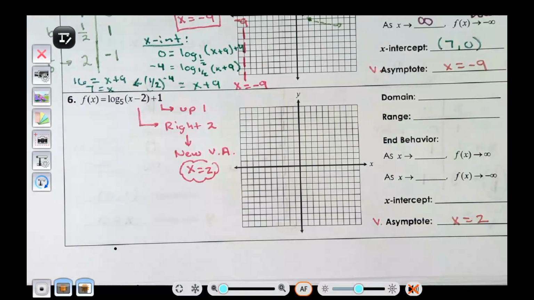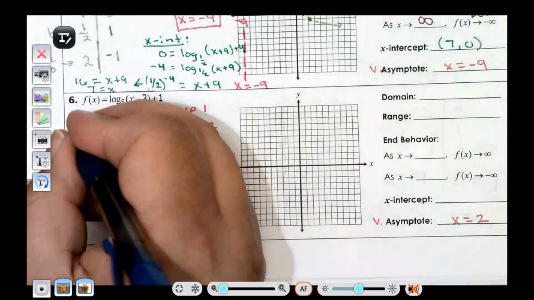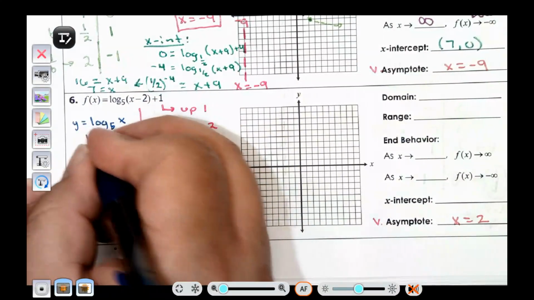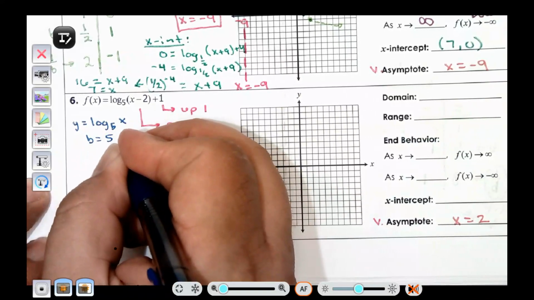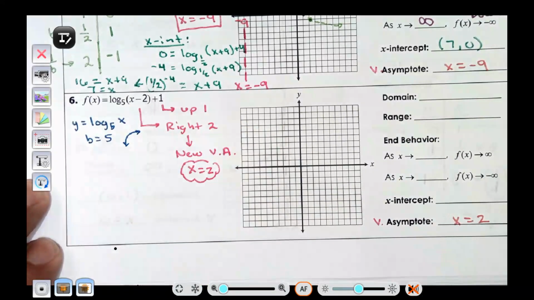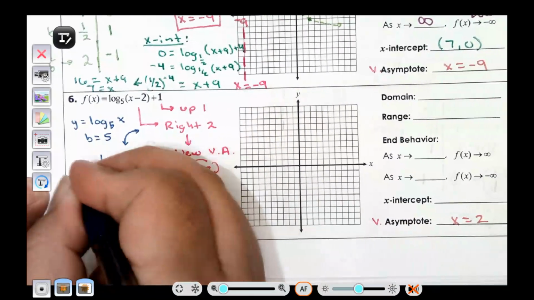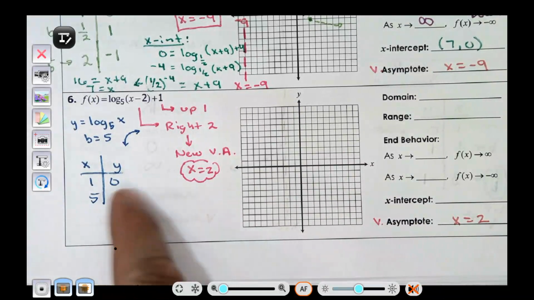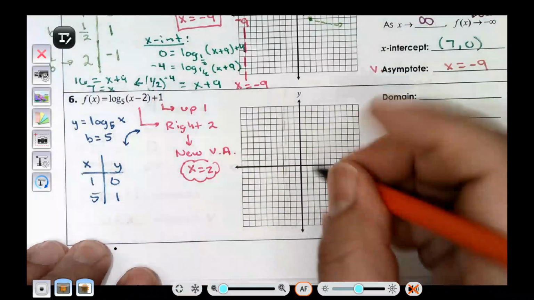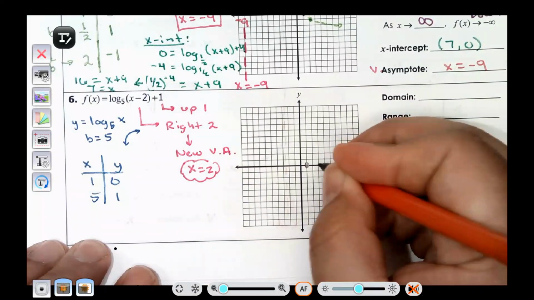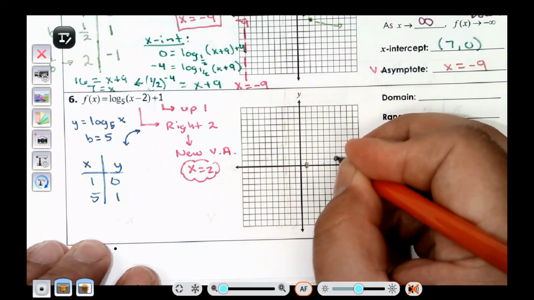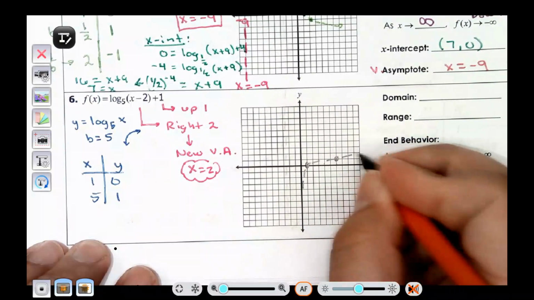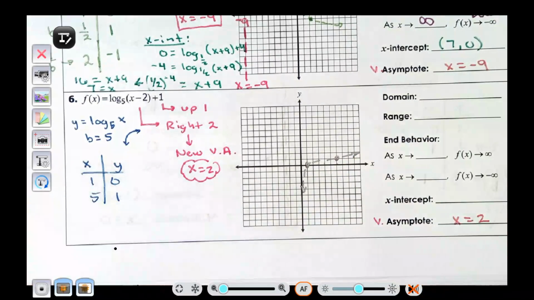All right, let's talk parent now. The parent is y is equal to log base 5 of x. So your base is 5. This is going to be an increase, so it's going to go like that. All right, here come my two usual. 1, 0 and 5, 1. Again, once you know these 2 points, easiest ones for the parent. Okay, so there's the parent.